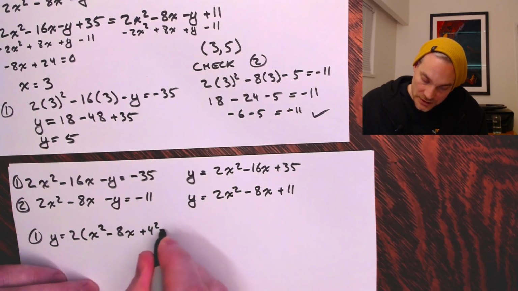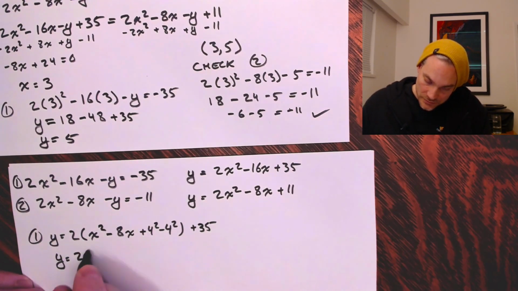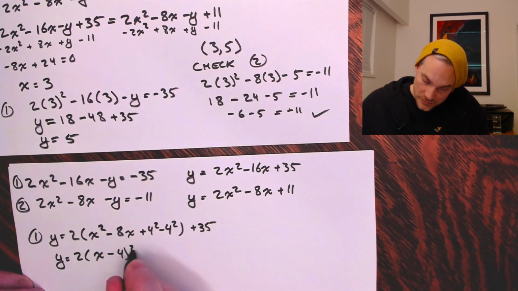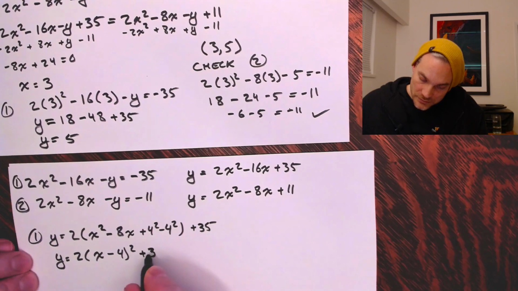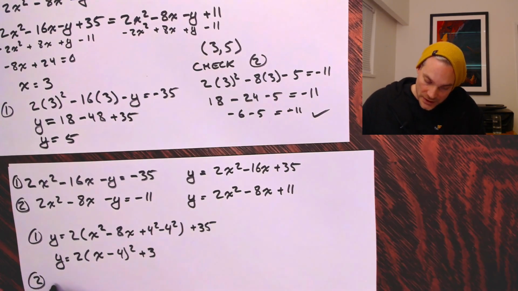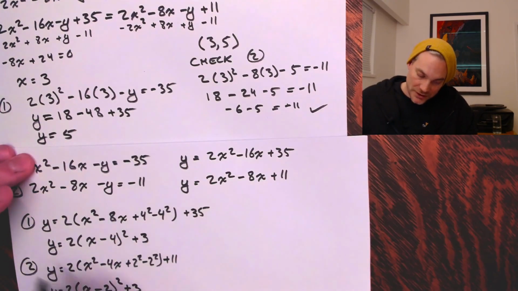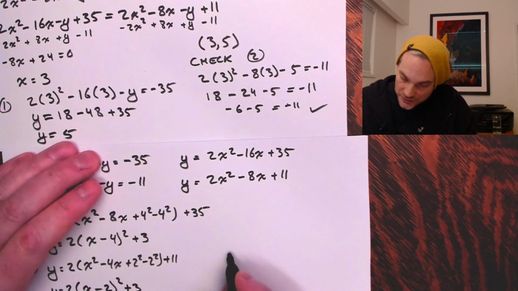So that's our one equation, and then the other one is equation 2. Okay, so now we have it in vertex form, equation 1 and equation 2. So we're going to graph them.